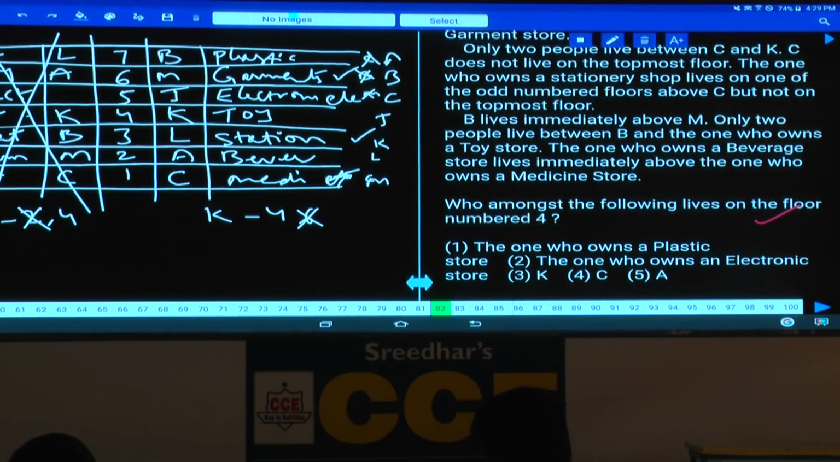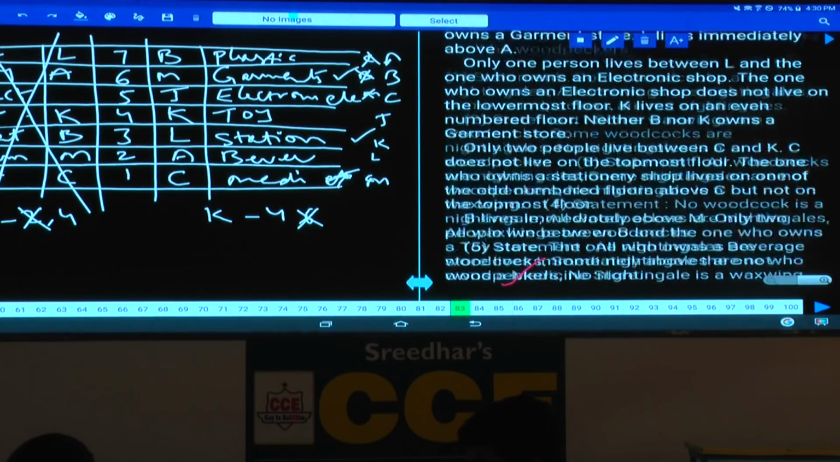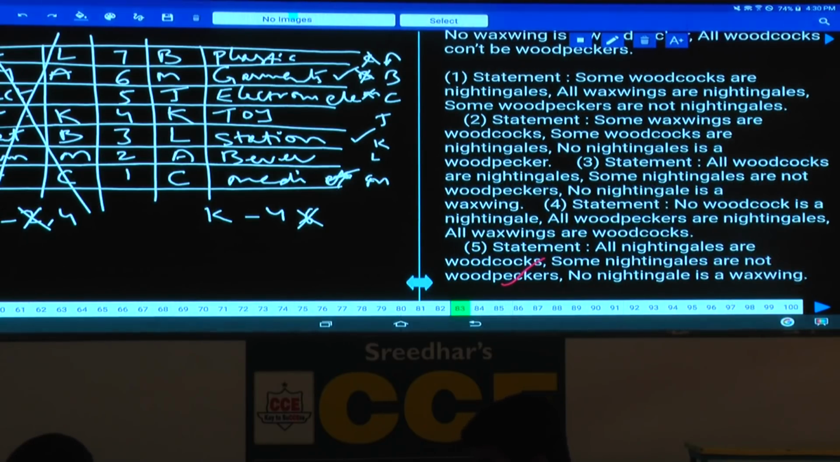Then the next question: who among the following lives on floor number 4? On floor number 4, it is K who owns a toy shop. K who owns toy shop, that is choice 3. Clear now? Choice 3 is the answer.